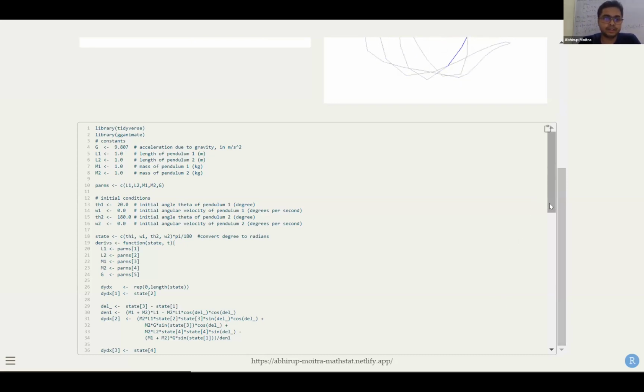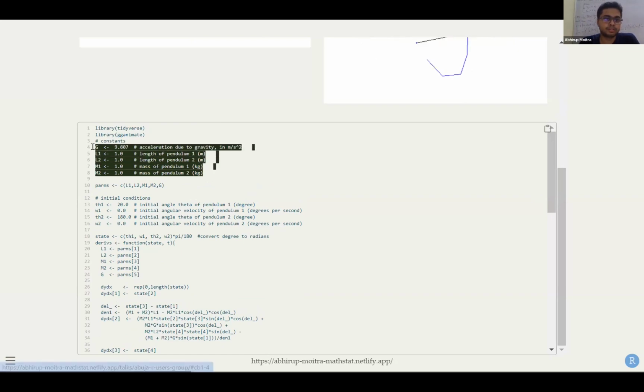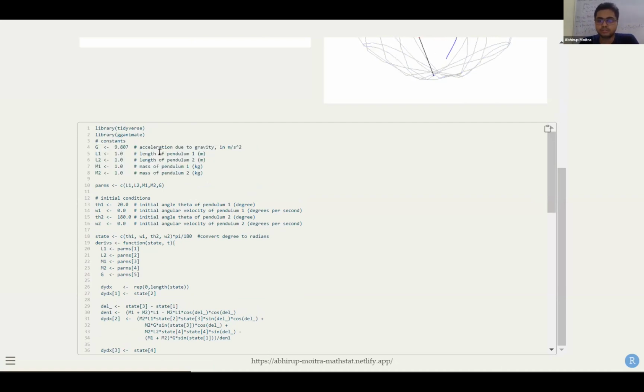Let me clarify this code and the things I just executed. These are the parameters, or you can say these are the constants, that you need to change to produce different pendulums. You can experiment yourself. The code is here, so you can take a screenshot, or I will definitely share these resources with you so that you can play with them and understand the insight of this work.